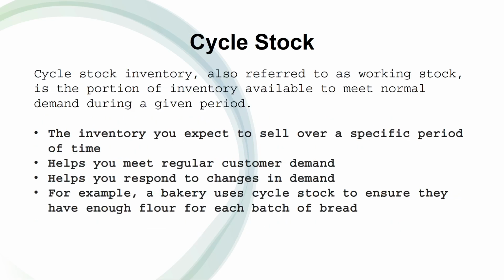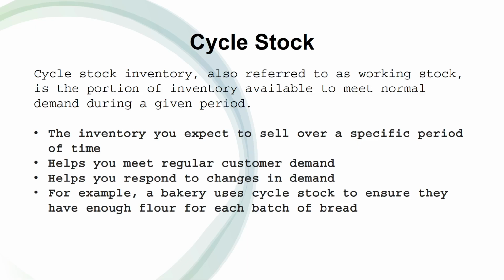Now, cycle stock is your regular replacement, what we also call working stock. It is the portion of inventory which is available to meet the normal demand during a given period. So it is basically the inventory that you sell over a specific period of time. It helps you meet regular customer demand and respond to changes in demand, and it is used for the regular demand.